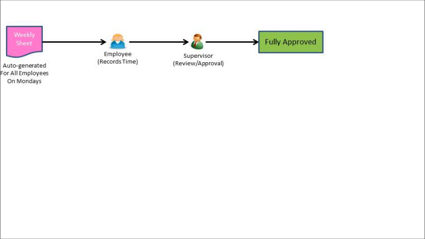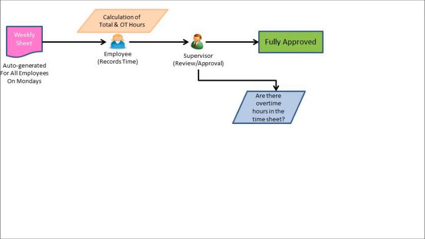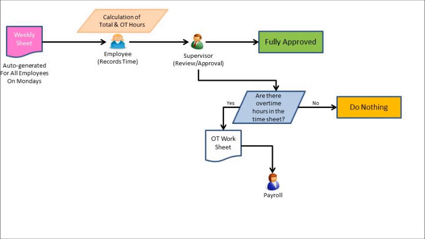The first modification that we're proposing is to calculate both the total number of hours worked for the week as well as the derived overtime from that. A quick note here that we would only perform this calculation for employees who are eligible for overtime. Once the supervisor approves the timesheet, that timesheet is fully approved, but if overtime hours are found, the system would automatically copy all the relevant details into a new overtime worksheet and forward that to payroll. The areas shaded in blue represent proposed new functionality.